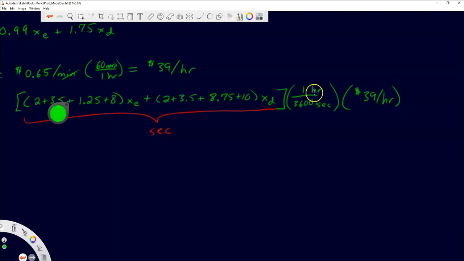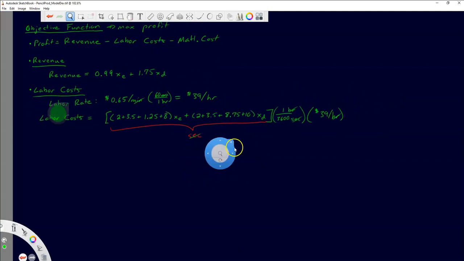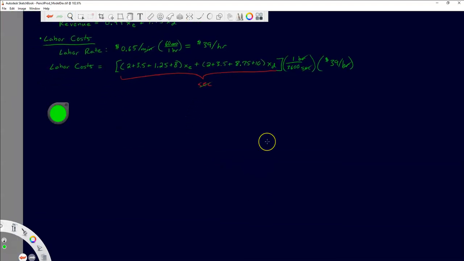So multiplying by $39 per hour, this crosses off with that seconds essentially, and I end up with a labor cost in dollars. Alright, so it's a little bit of a longer expression here, but just still an arithmetic or algebraic expression that we're working with. And if you look at this for a little bit, you'll notice that we can simplify it, and it's going to end up being some constant times x sub e plus some constant times x sub d. So let's work on calculating what those two constants are.